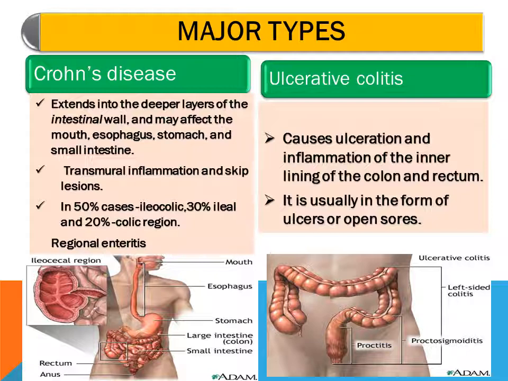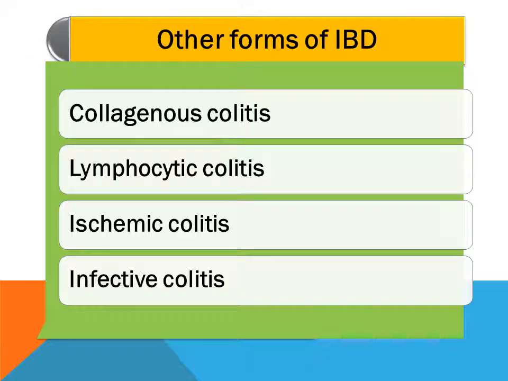It is also called regional enteritis, while ulcerative colitis causes ulceration and inflammation of the inner lining of the colon and rectum, that is usually the mucosa and the submucosa. They are usually in the form of ulcers, open sores, and mostly involve the large intestine. There are other forms of inflammatory bowel disease like collagenous colitis, lymphocytic colitis, ischemic colitis, and infectious colitis.